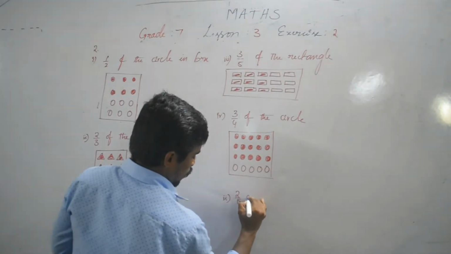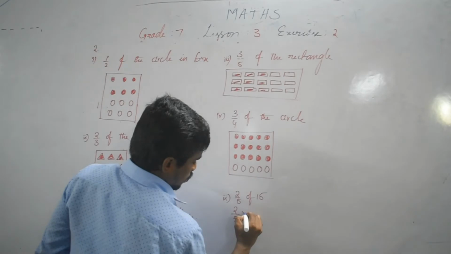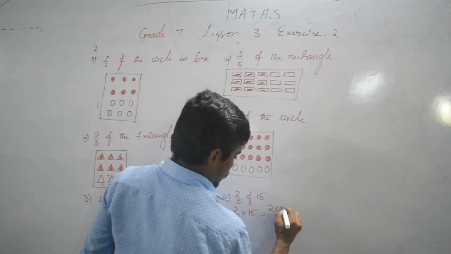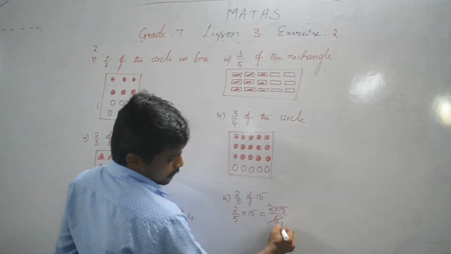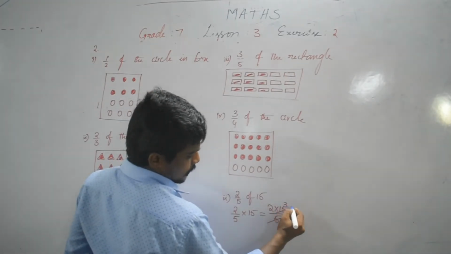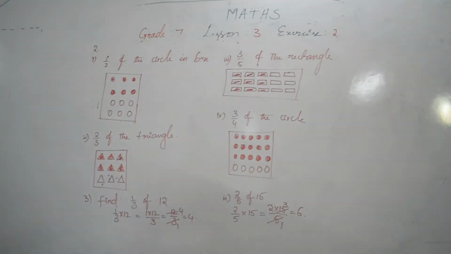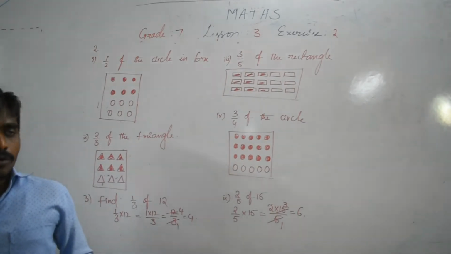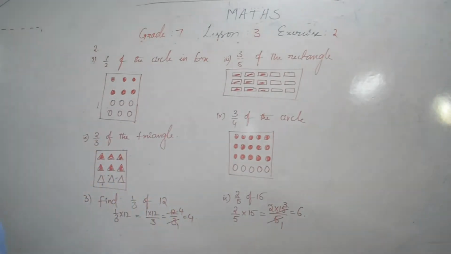Next one, 2 by 5 of 15. So 2 by 5 times 15. 2 times 15 by 5. So 5 1s are 5, 5 3s are 15. So 2 times 3 is 6. So exercise 2 had just 3 problems only. Now we are going to exercise 3. Exercise 3 is also like this only.